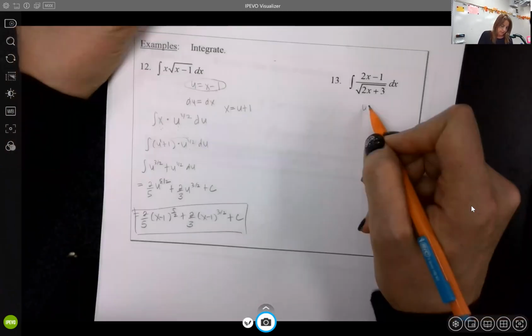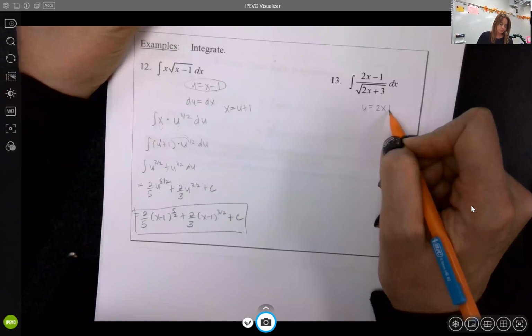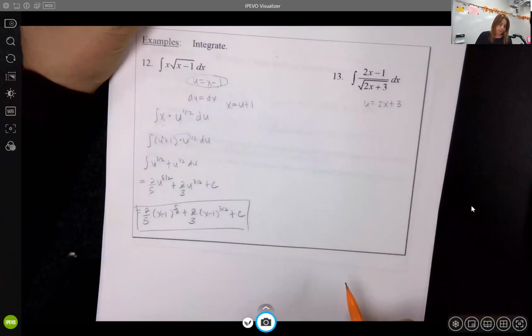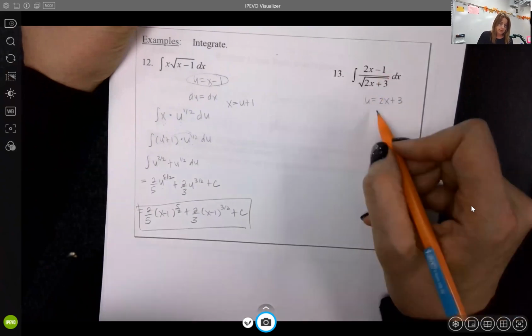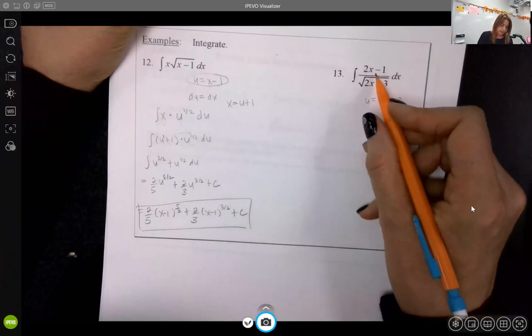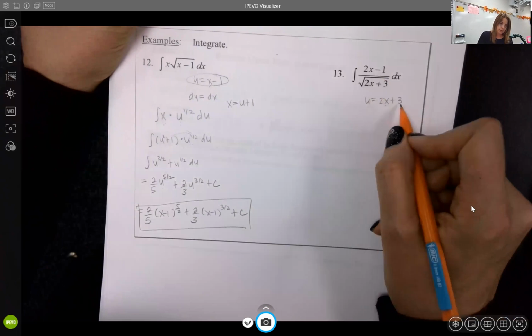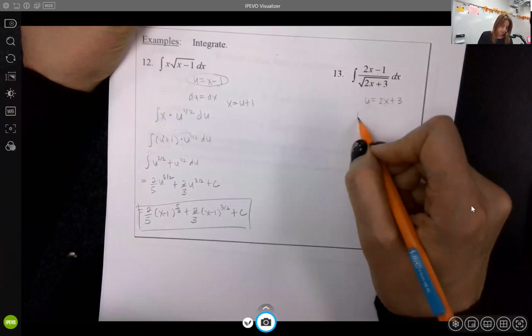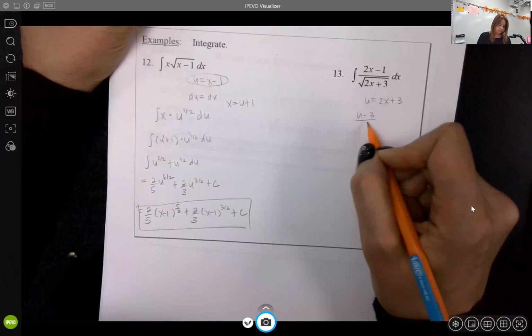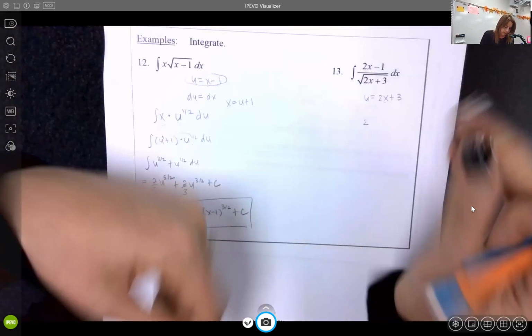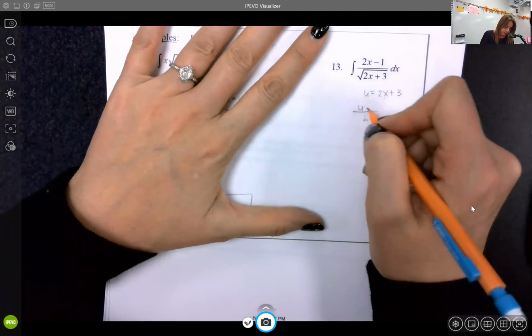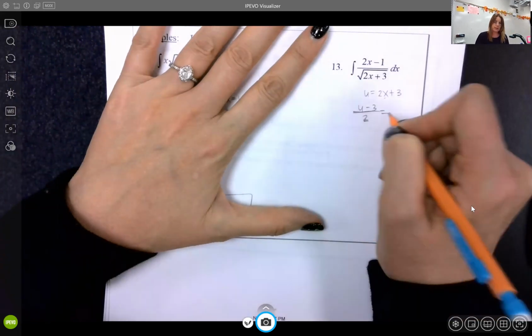So u equals 2x plus 3. I notice that that's not going to cross off. So I'm going to have to replace x into this. So let's solve this for x. I would do that by subtracting 3 and dividing by 2. Yeah, let's keep it all together. So (u minus 3) divided by 2 is the same as x, okay?